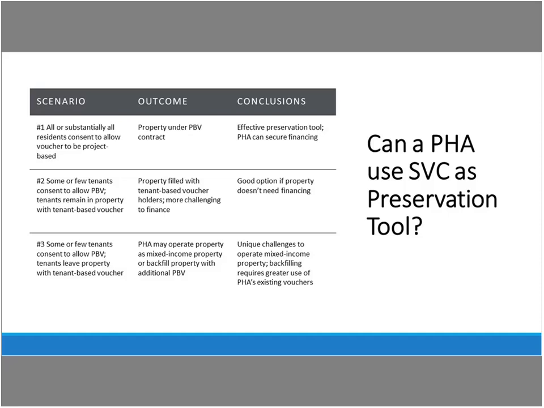Third option, or third scenario: some or few tenants consent to PBV, and tenants leave the property with a tenant protection voucher. Well, I guess I kind of bled 2 into 3 with my explanation. But here you have folks that leave, and you have a choice of what you're going to do with that unit. So again, it's a good tool.